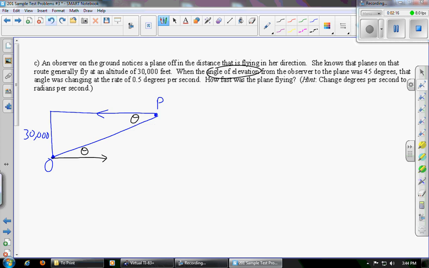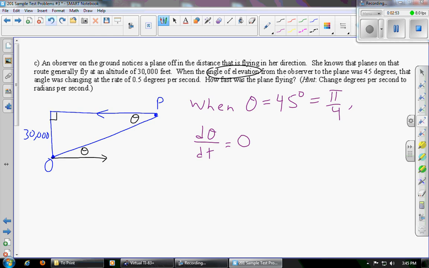Okay, so we've got theta in the picture, and we've got a right angle here, and then we'll start writing some things down. So we know that when theta is 45 degrees, but immediately we're a little bit worried because all of calculus is done in radians, so we convert that right away. 45 degrees is pi over 4. So when theta is pi over 4, the angle was changing at a rate of 0.5 degrees per second. So symbolically, we have to write this rate of change of the angle. That's d theta dt. It's equal to 0.5 degrees per second.